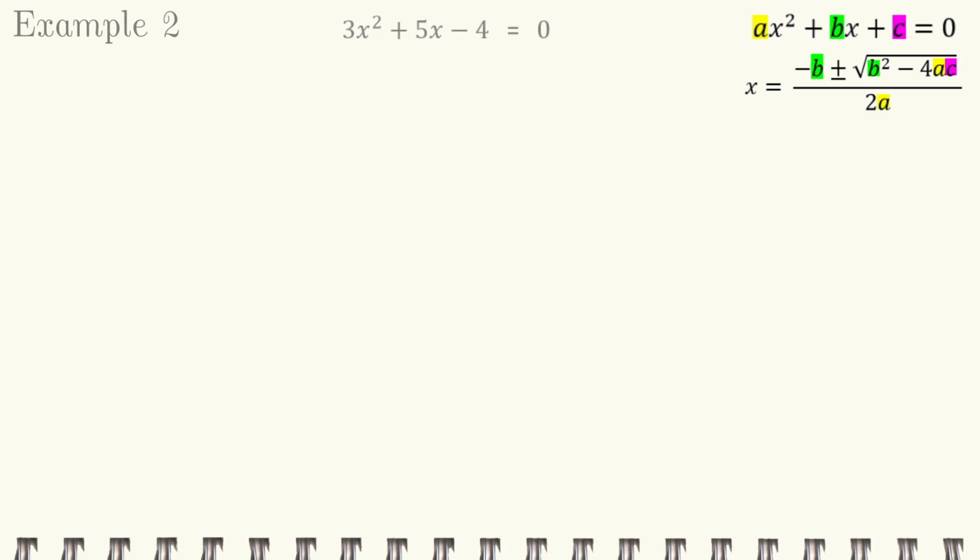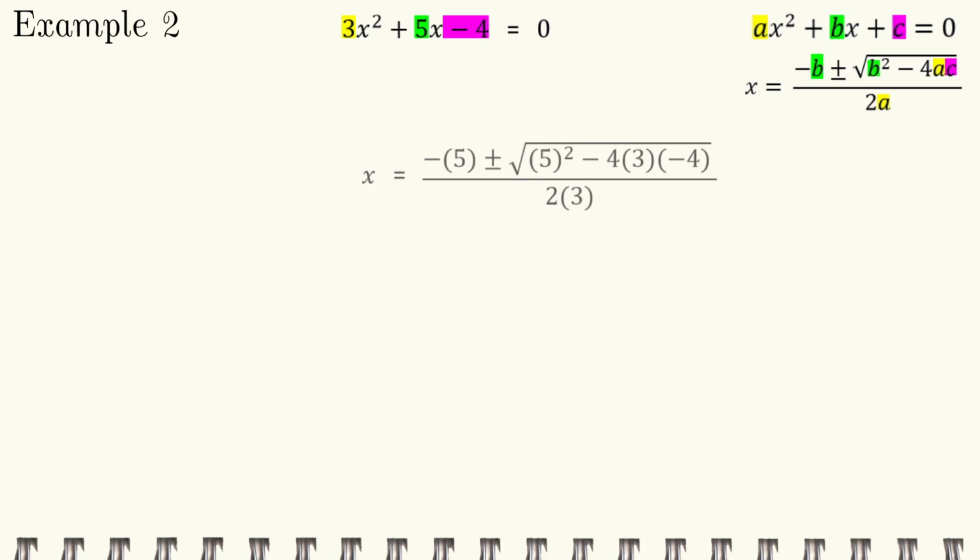Alright, let's take a look at another example. 3x squared plus 5x minus 4 is equal to 0. Pause this video, give it a try, and then come back and see if you got it right. Alright, so in this case, a is equal to 3, b is equal to 5, and c is equal to negative 4. We plug in those values and solve for the two solutions of x.